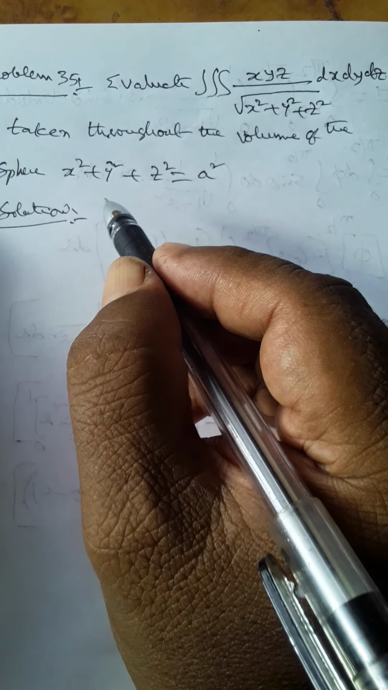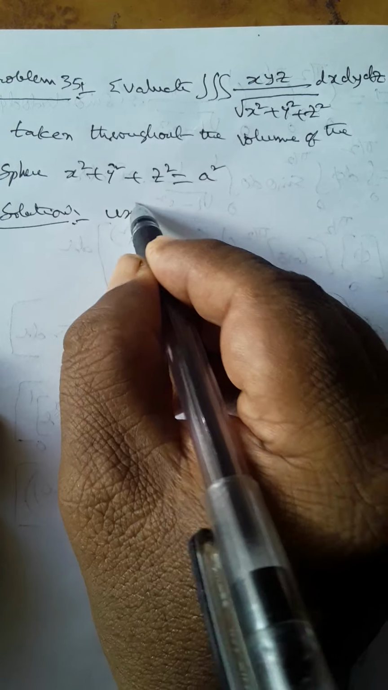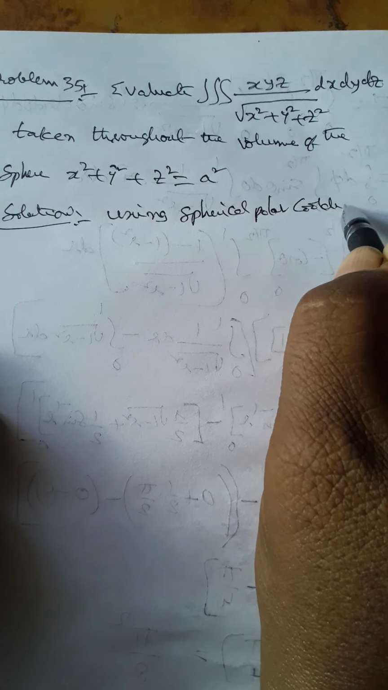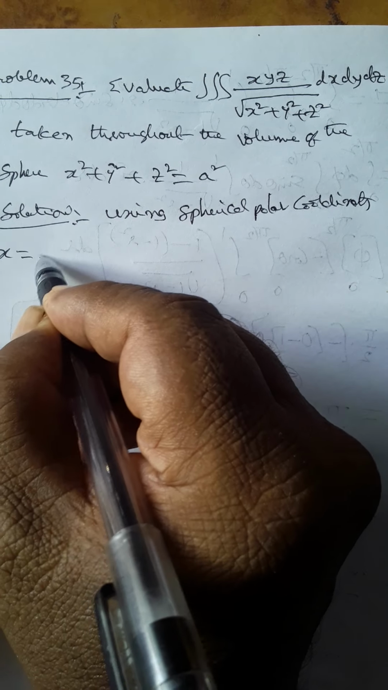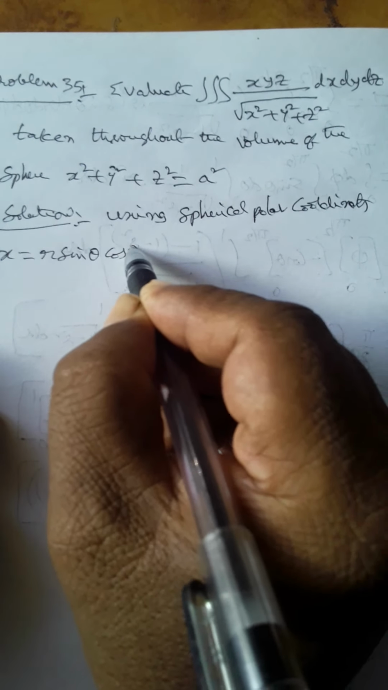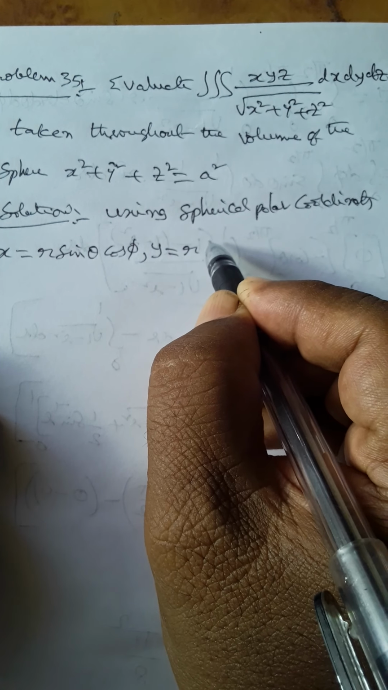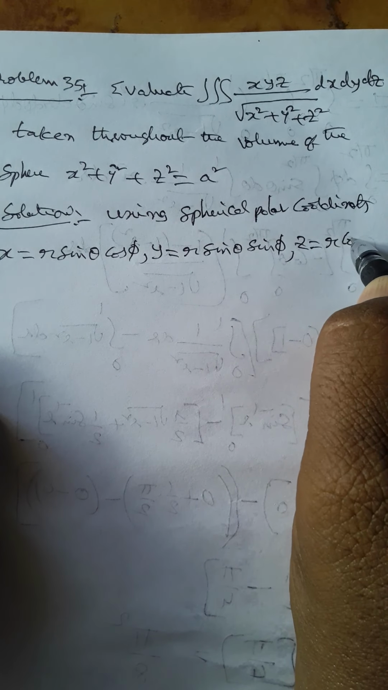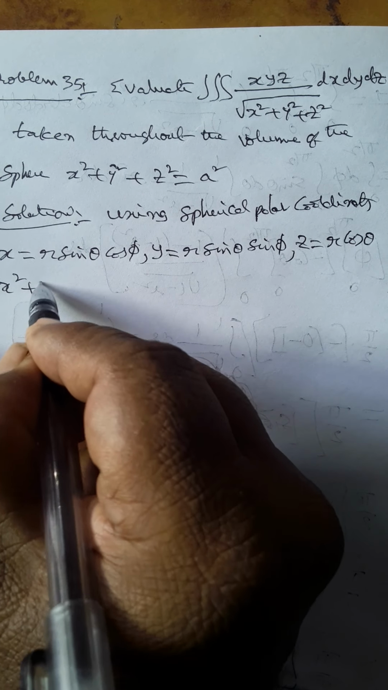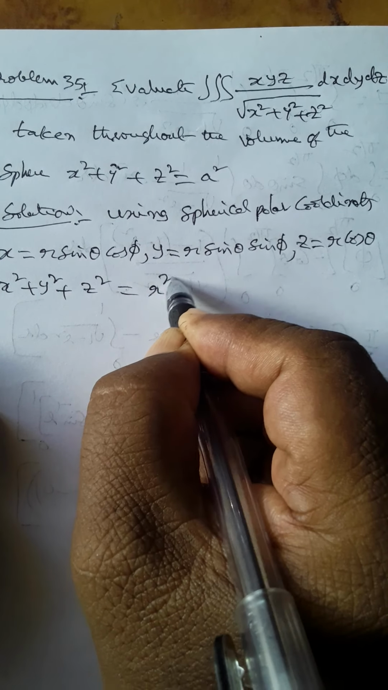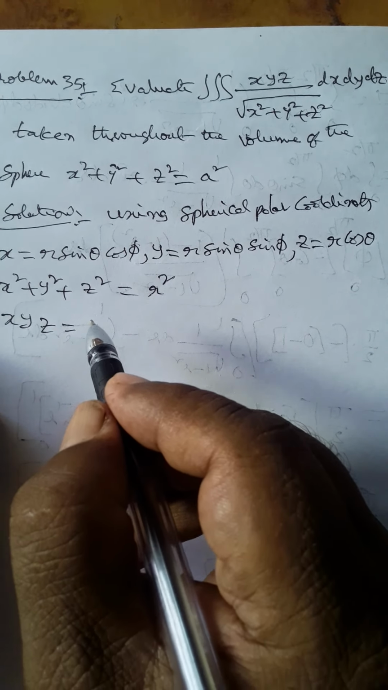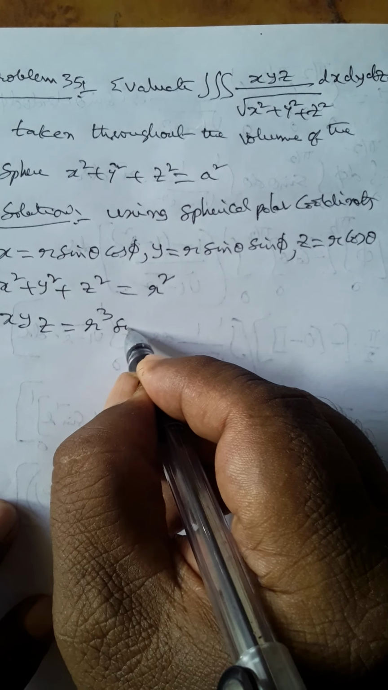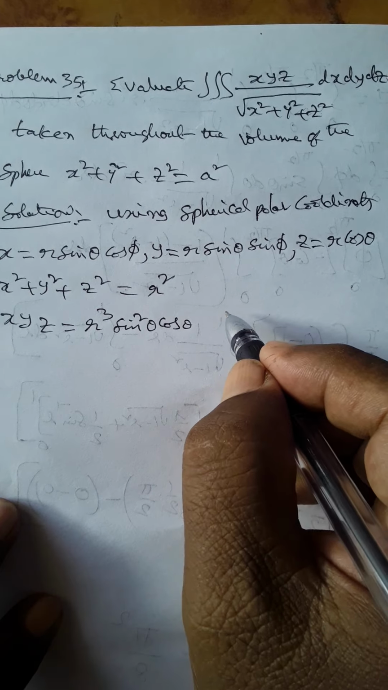So the sphere is given. We use spherical polar coordinates. Using spherical polar coordinates, x is equal to r sin theta cos phi, y is equal to r sin theta sin phi, z is equal to r cos theta. x square plus y square plus z square is equal to r square. xyz is equal to r cube sin square theta cos theta cos phi sin phi.